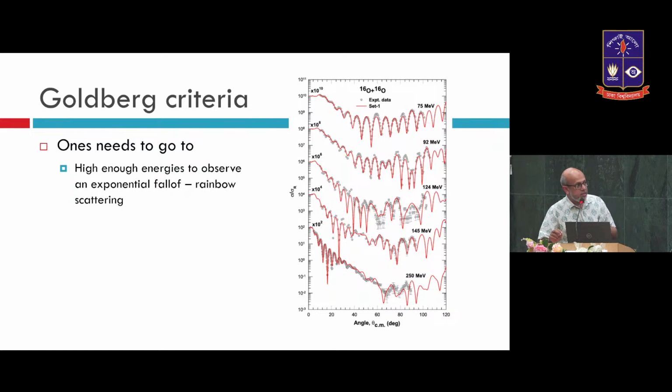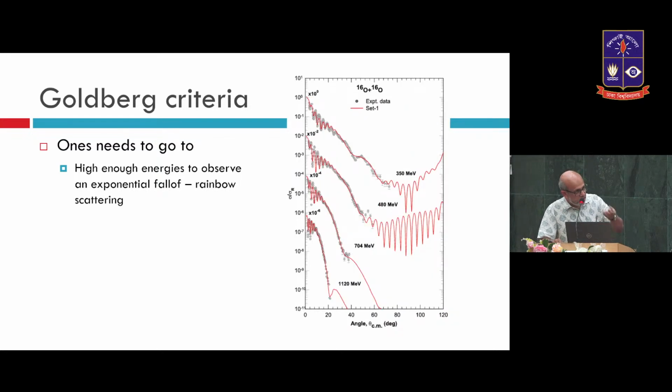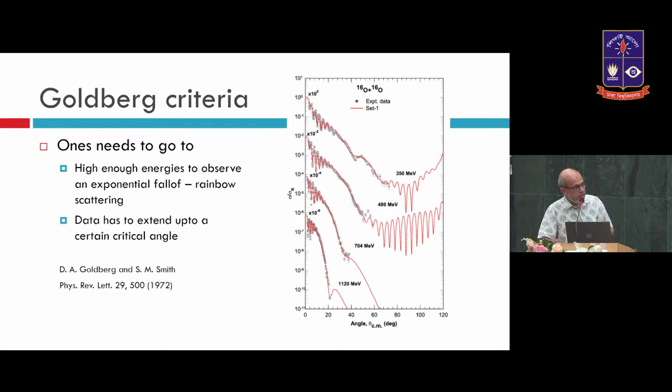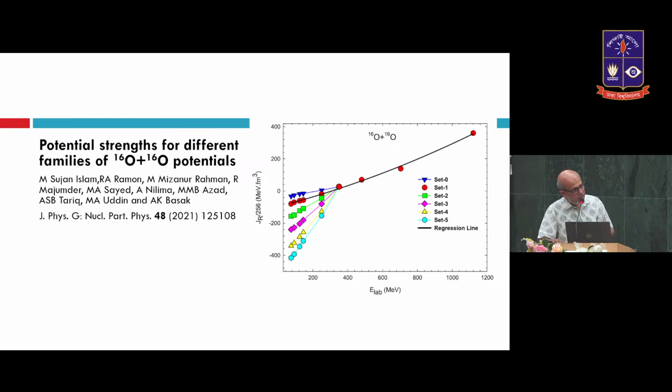So the first thing is that we need to go to higher energies. The second thing is the data has to extend to a particular angle. There is a critical angle called the Goldberg angle: if data goes beyond that, then that data can be fitted only with one potential, not with many. You no longer have the freedom to choose many potentials. This was a later work that we did more recently, driven mostly by Sujon again, where you see many potentials at lower energies.